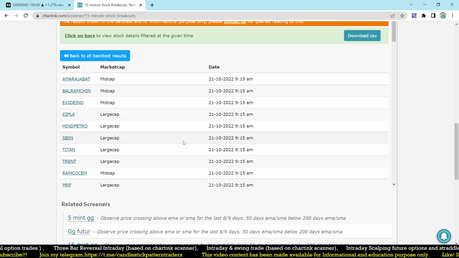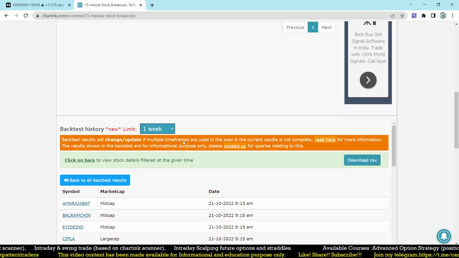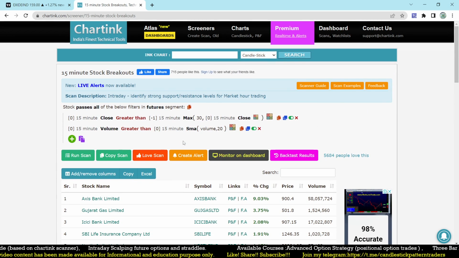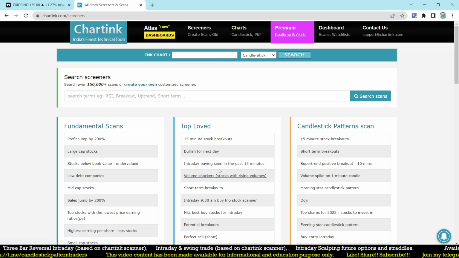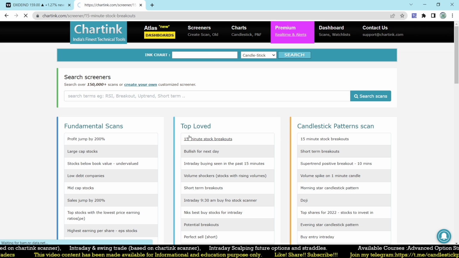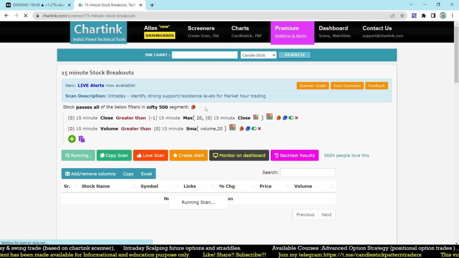That scanner is available free on Chartink. I'm going to modify it to get even better results. So where can you get the scanner? Open Chartink and go to screeners, and this is the 15 minutes breakout scanner. I'm not making the scanner, it is already available.